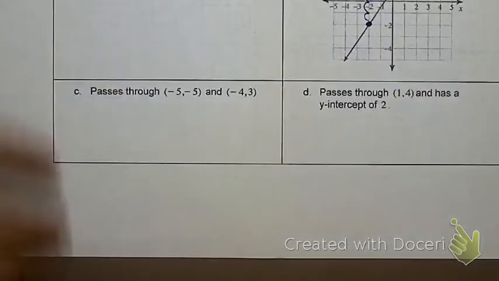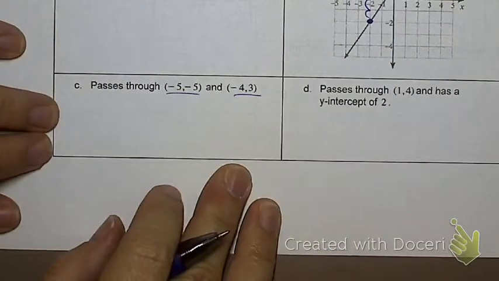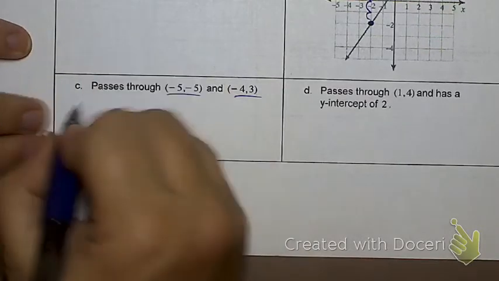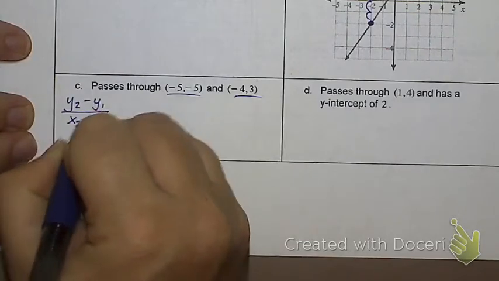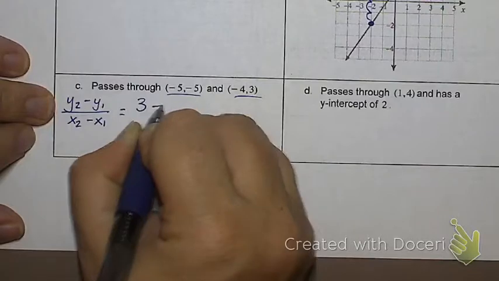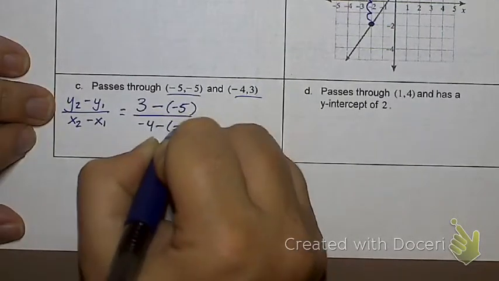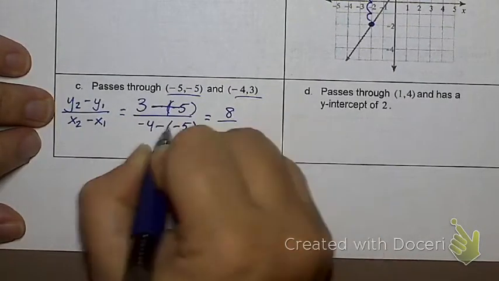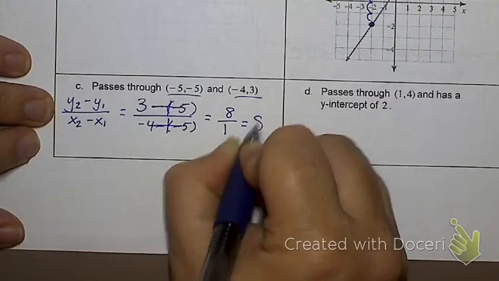Awesome. All right, we got 2 points, which is fantastic, but I also need the slope, don't I? So how am I going to find the slope? y2 minus y1 over x2 minus x1. So 3 minus negative 5 and negative 4 minus negative 5. This is going to become a plus, giving me 8. This is going to become a plus, giving me 1. So my slope is 8.